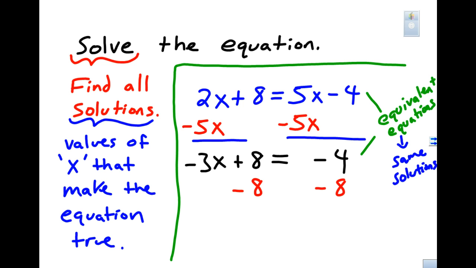Combining like terms, the negative 3x gets copied down. The 8s are going to cancel out. The plus 8 and the minus 8 cancel each other out. On the right-hand side, we get negative 4 minus 8, which is negative 12. Be careful when you're doing that arithmetic. You don't want to make a mistake there.